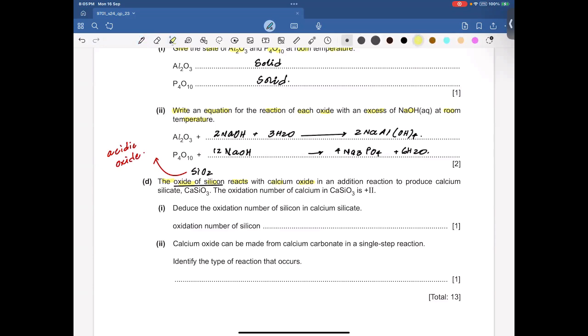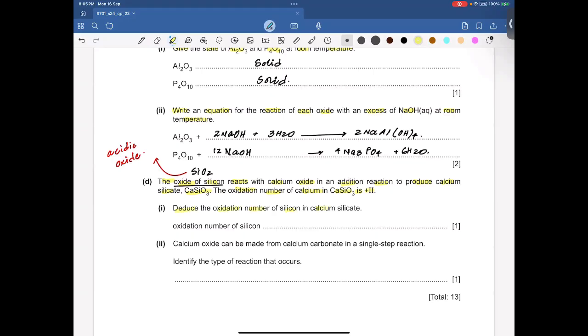All right. So when it is reacting with calcium oxide, in an addition reaction to produce calcium silicate, which is CaSiO3, the oxidation number of calcium in calcium silicate is +2. Okay, the oxidation state of calcium in calcium silicate is +2.